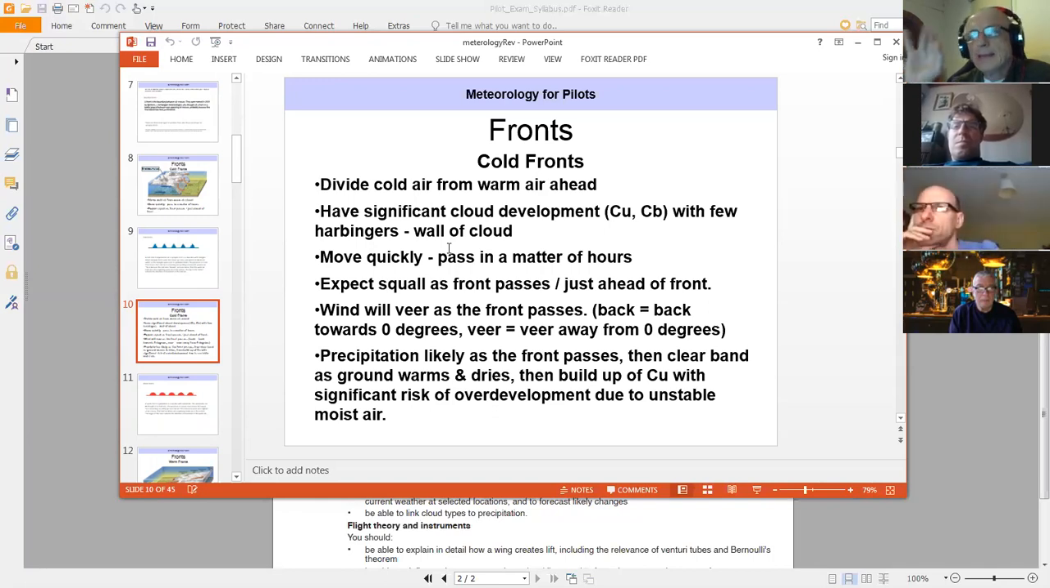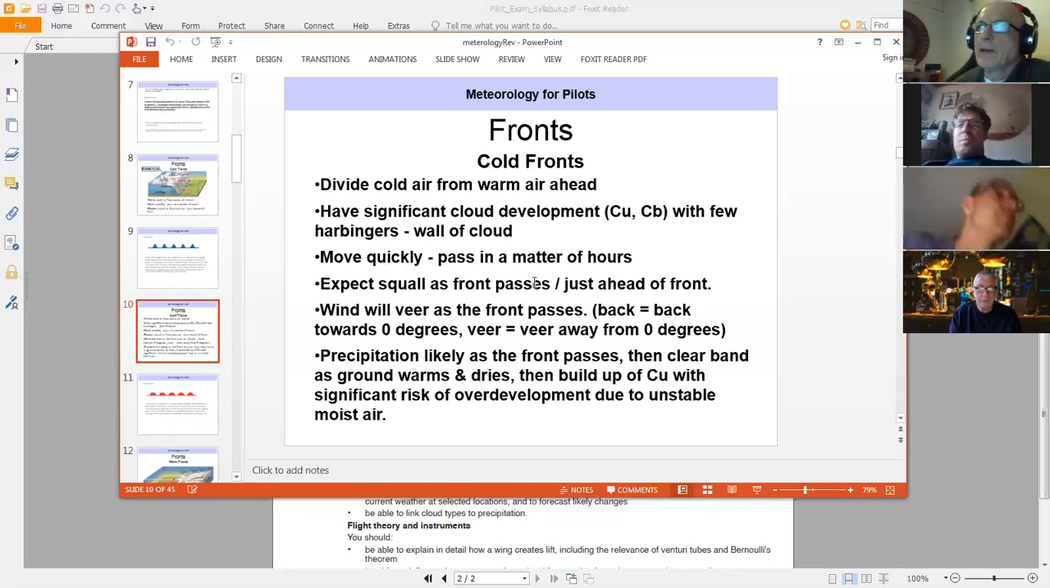So these are your main points, and this is the sort of thing to go through after this, take a look at, and get to grips with. Test yourself on whether you can remember these factors. The main points about cold fronts: they divide cold air from warm air ahead. They have significant cloud development, cumulonimbus, and few forewarnings. In other words, you don't get a lot of predictions of it. They just hit. They move quickly. They pass in a matter of hours. You can expect a squall. The wind will veer as the front passes.